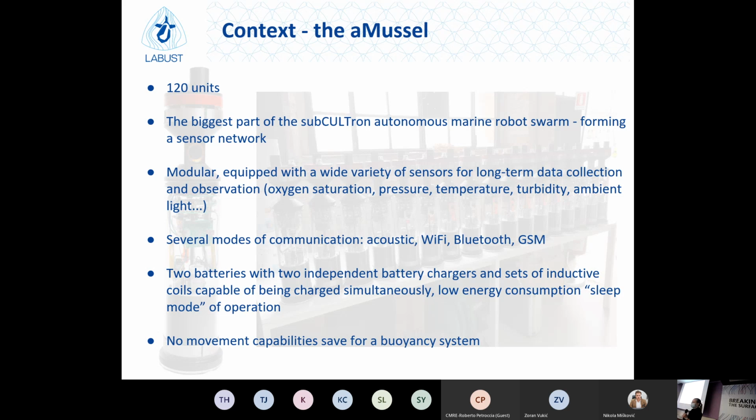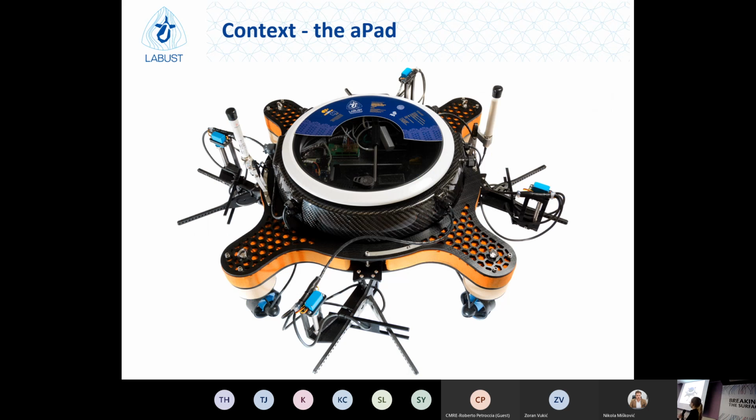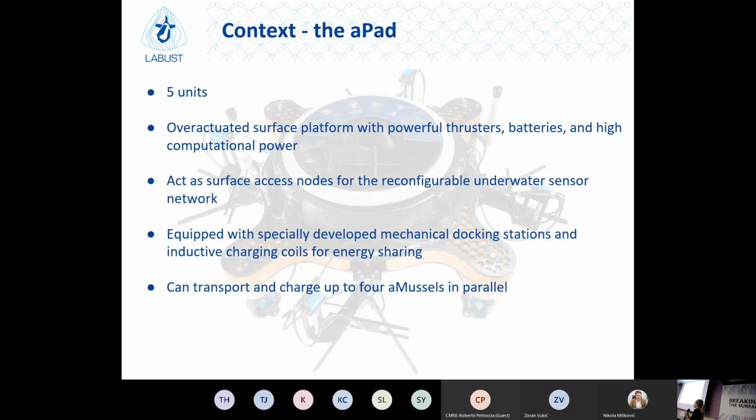For this long time scale aspect of their functioning, they have rechargeable batteries and inductive charging coils, which enables them to be recharged on the fly during the mission. The aPad is greatly outnumbered by the aMussels. As we see, there are only 5 of them in the swarm. They are overactuated autonomous surface vehicles, and they act as access nodes for this underwater network that the aMussels represent. Each aPad has 4 docking stations with which it can dock aMussels and charge them in parallel or simply transport them elsewhere.